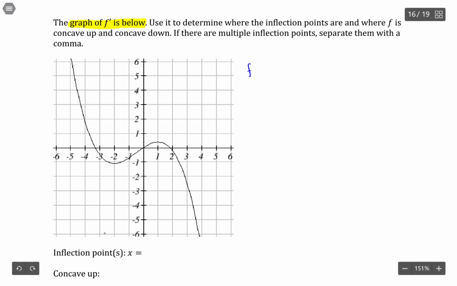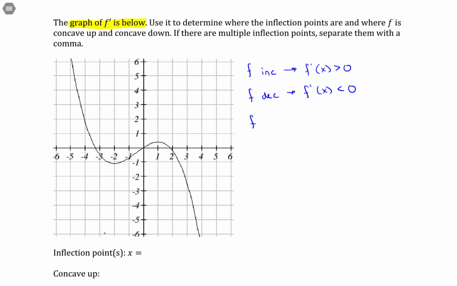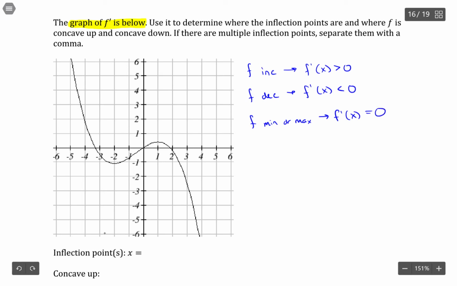One thing that we know is that if a function is increasing, then that tells me that its first derivative is greater than 0. If a function is decreasing, then that tells me that its first derivative is less than 0. If a function has a critical number, which I'm going to call a min or max at this point because we have a smooth continuous curve, so there's no discontinuities, I'm just going to say a min or a max. That happens when the first derivative is equal to 0.